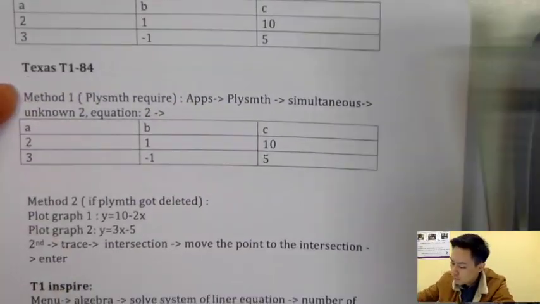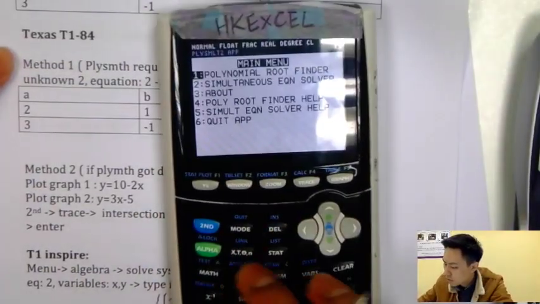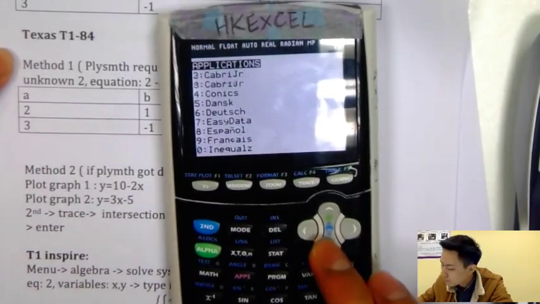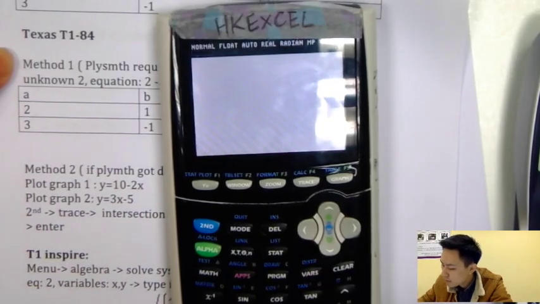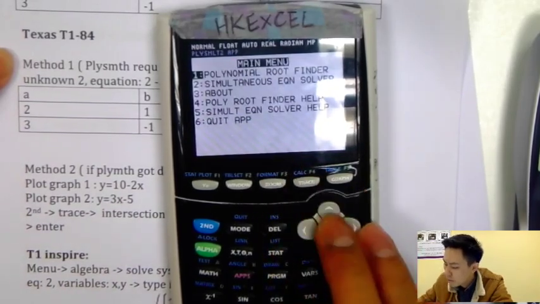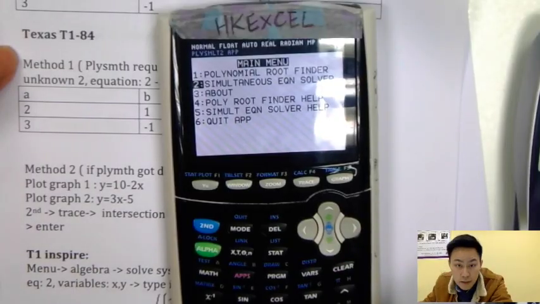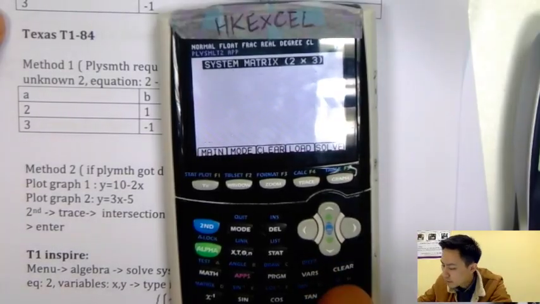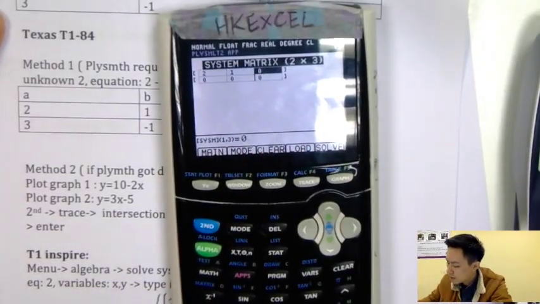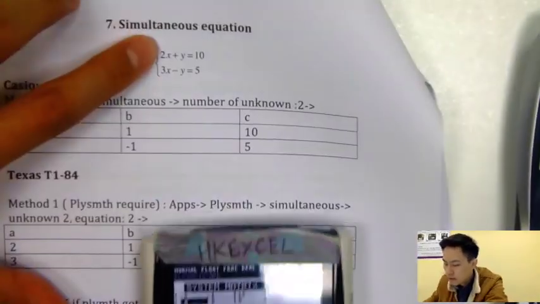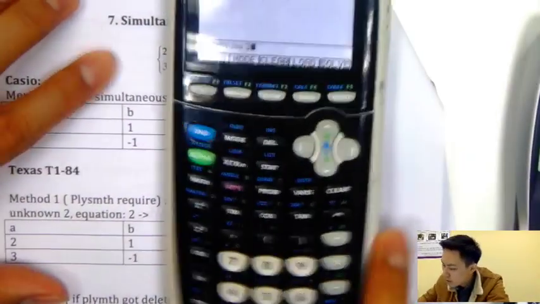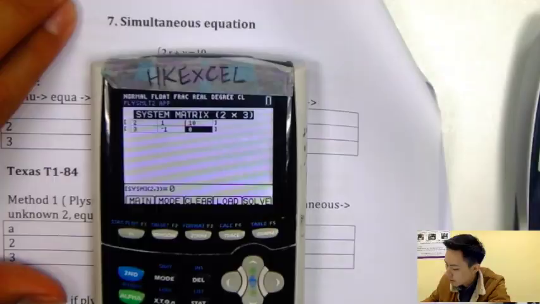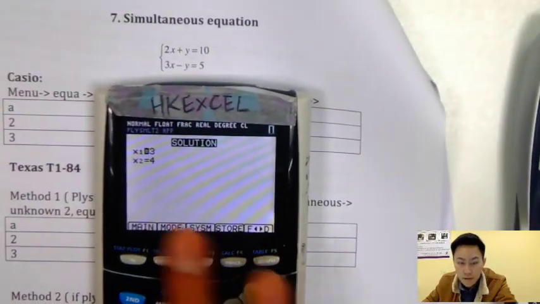And for Texas, again, you have to go to the Polysmith, okay? You go to apps, and then you go down. You see Polysmith, right? Okay, so enter. Then you can see simultaneous equation solver. So 2 equations, 2 unknowns. So you go next, you press graph. Yeah. So type in the same thing, 2, 1, and 10. And then 3, -1, and then 5, right? And then you solve it. Then you get 3 and 4.